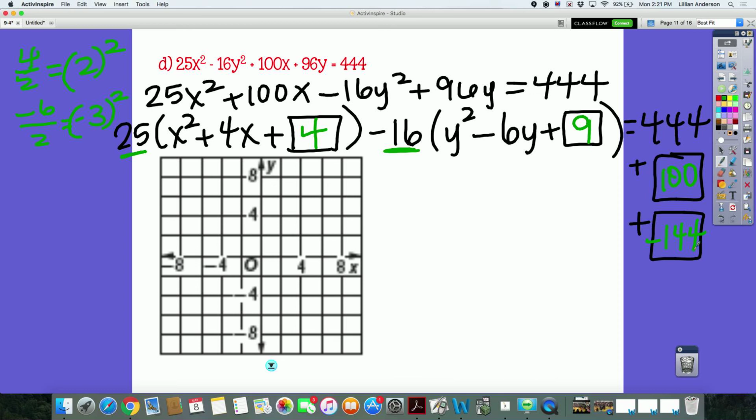So then from here, we'll simplify all this. This will be 25 times (x plus 2) squared, minus 16 times (y minus 3) squared, equals, let's see, 444 plus 100 minus 144 is 400.